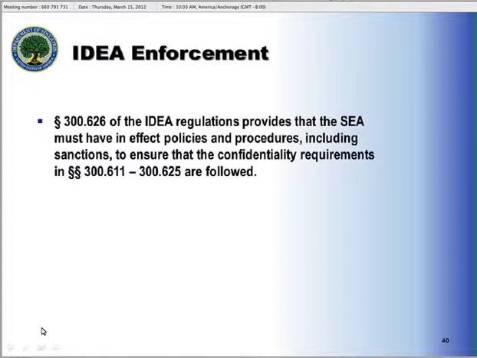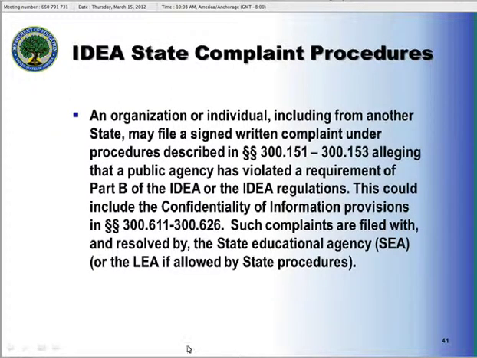Under Section 300.626 of the IDEA, states are required to ensure that the confidentiality provisions are followed for the IDEA. Under the IDEA, alleged violations of the confidentiality requirements can be filed as state complaints with the SEA through the process outlined in the regulations referenced on this slide.